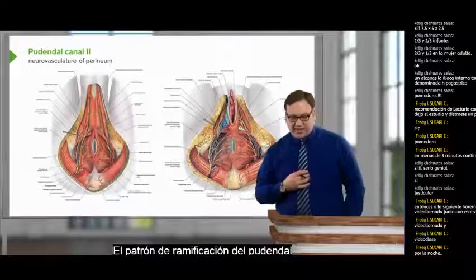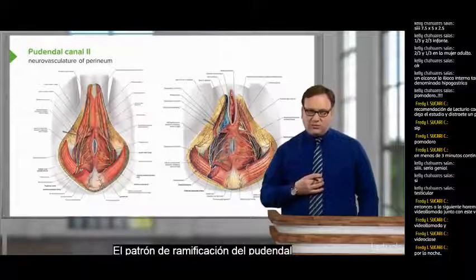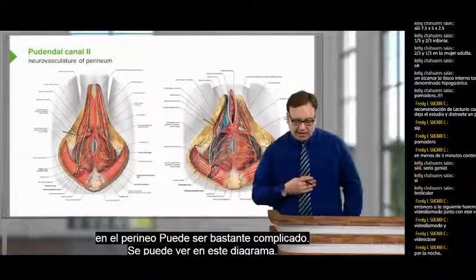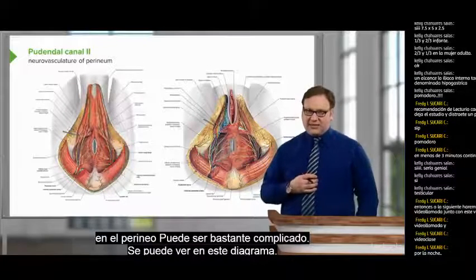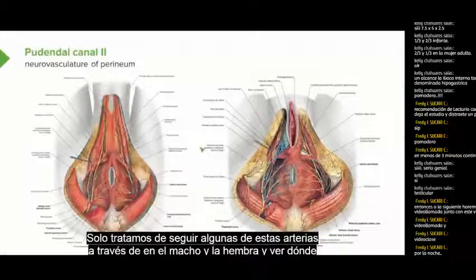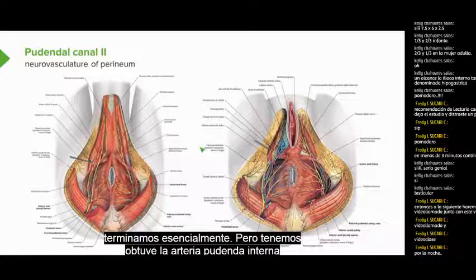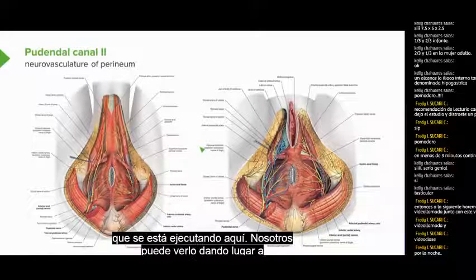The branching pattern of the internal pudendal nerve and artery in the perineum is quite complicated, as can be seen in this diagram. We'll just try and follow some of these arteries through in the male and female and see where we end up, essentially. But we've got the internal pudendal artery, which is running here.